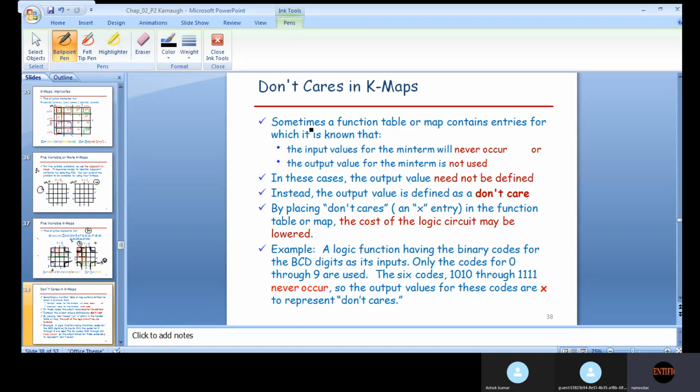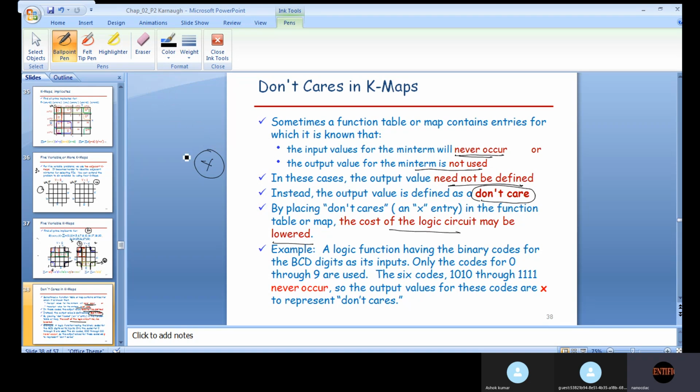Okay, the next one is don't care terms. See here, sometimes a function table or map contains entries. Input values for the min term will never occur, or in some cases input values for the min term will never occur and output values for the min term are not used. In these cases, you need not define the output value. Instead, you can define it as a don't care term. Don't care terms are denoted with x. Placing the don't care terms in the function, the cost of the logic circuit may be lowered.